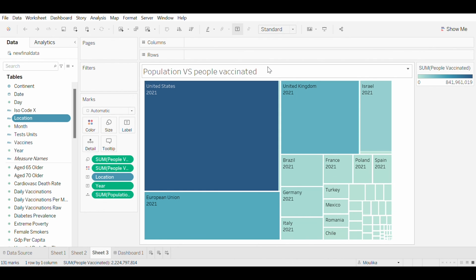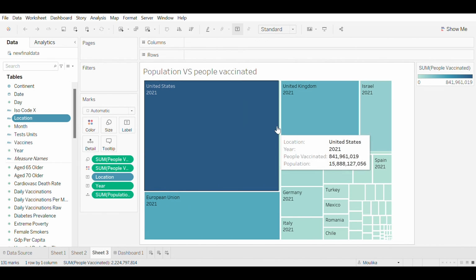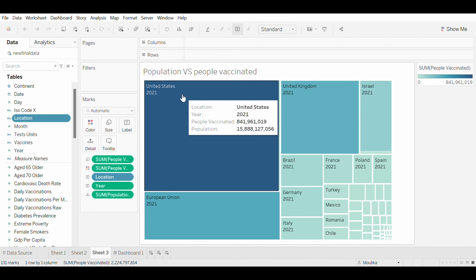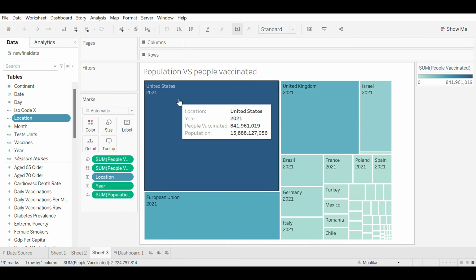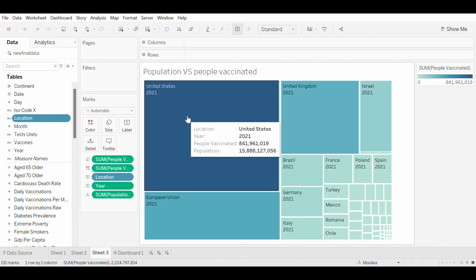And next one is the population versus people who are fully vaccinated. Here I have taken the tree map. It will show in square boxes. If the square box is large, it shows that the population and the people who are fully vaccinated is more, and this is how it works. It clearly shows in which location and in which year people are fully vaccinated and the total number of the population in that year.